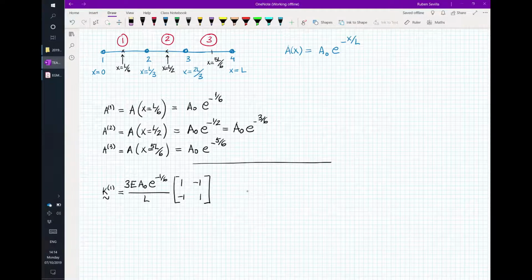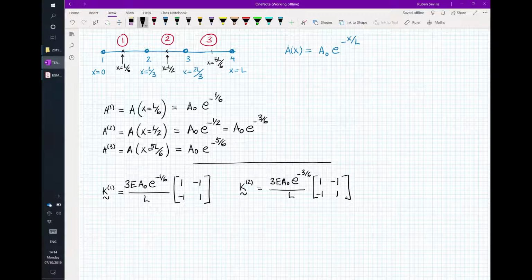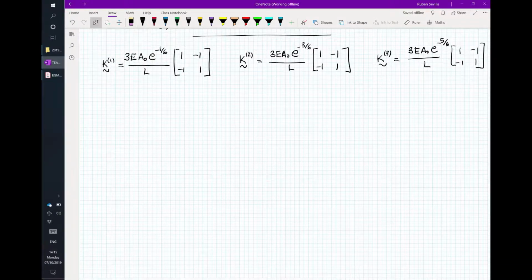Let's do the other ones then. The second elemental stiffness matrix would be 3E A0 and so on. The only thing that is changing here is really the value of the area that I am selecting. All the elements have equal length, they have the same Young's modulus, so only one thing changing. And the last one, with 5 divided by 6, over L, times the matrix 1, minus 1, minus 1, 1.